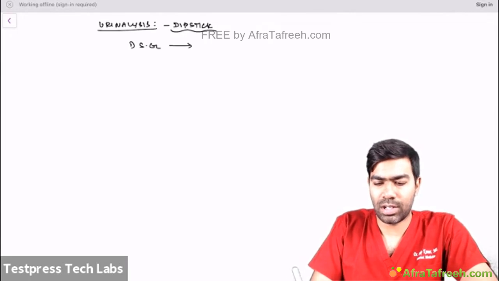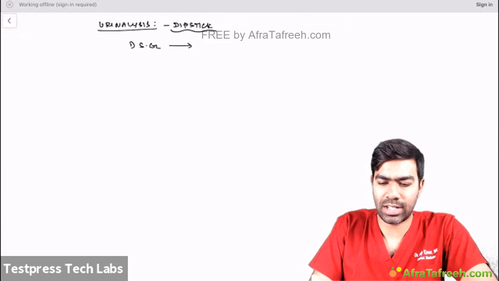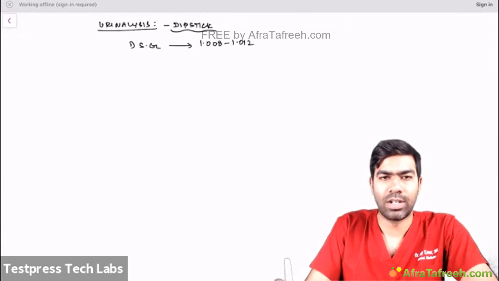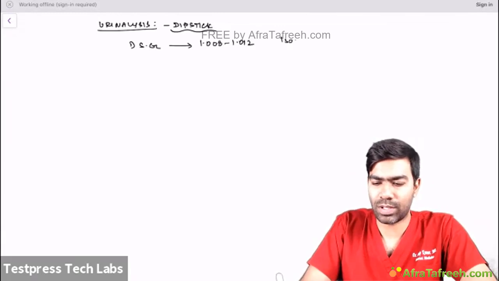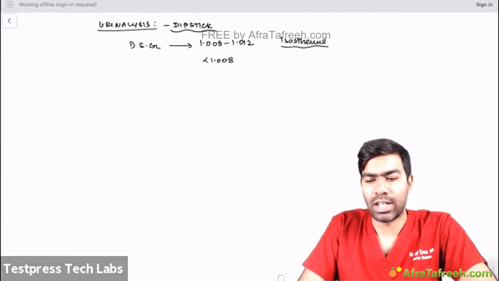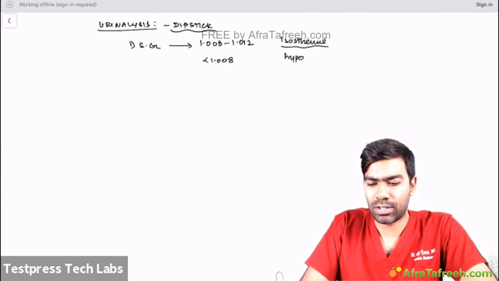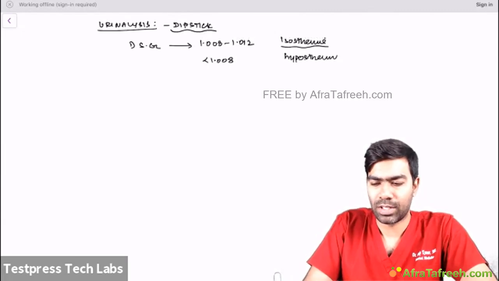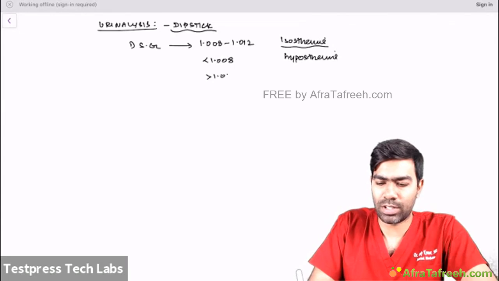Remember, based on specific gravity, you can divide into 3. Where the specific gravity is in the range of 1.008 to 1.012, this category number 1 is what we refer to as isosthenuria, which means normal specific gravity. If you have specific gravity of less than 1.008, then it means hyposthenuria, that is low specific gravity. If you have specific gravity of more than 1.012, then that is hypersthenuria, that is high specific gravity.